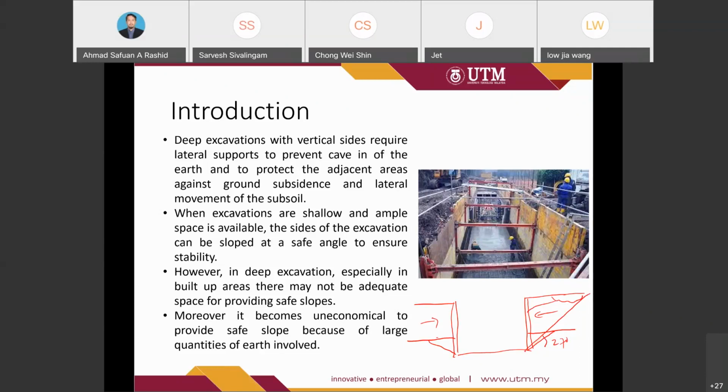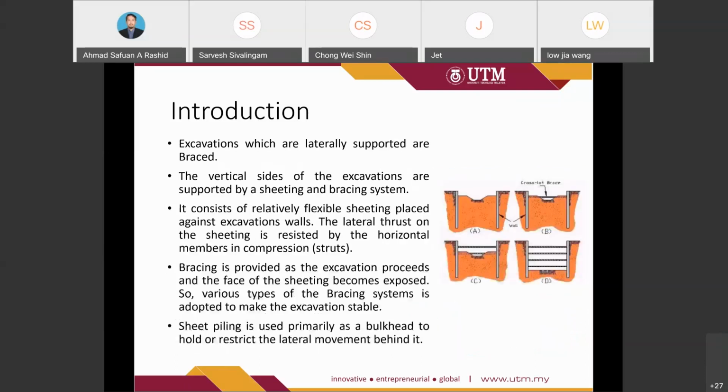So at the end, if you construct a slope, we need to excavate this area and do the cutting, which is a cost, and to bring the soil away or throw it away, there will be another cost. So the best solution is to design for a brace cut. Excavations which are laterally supported are braced.